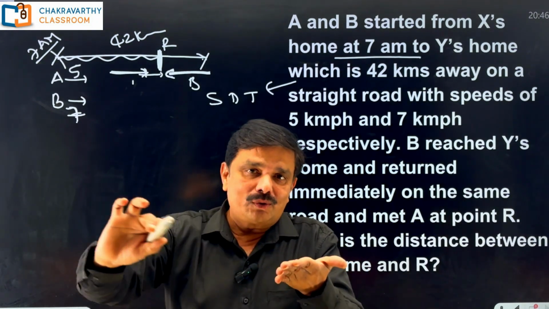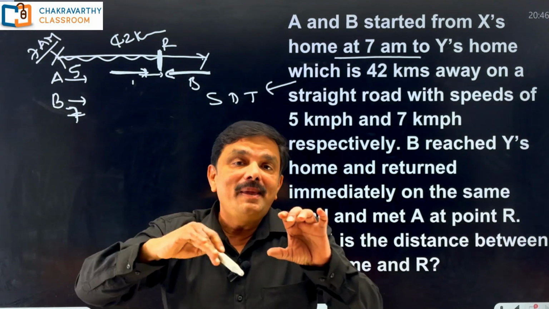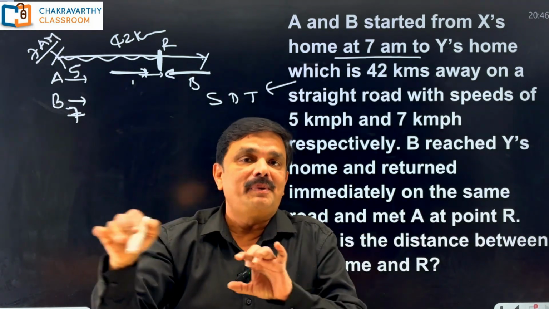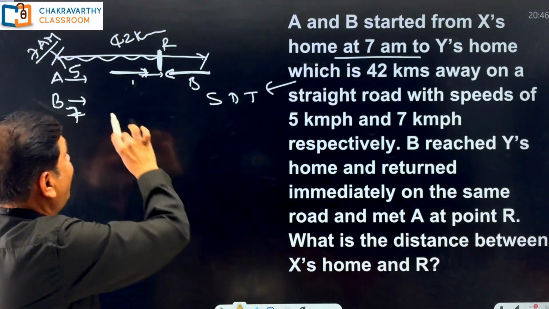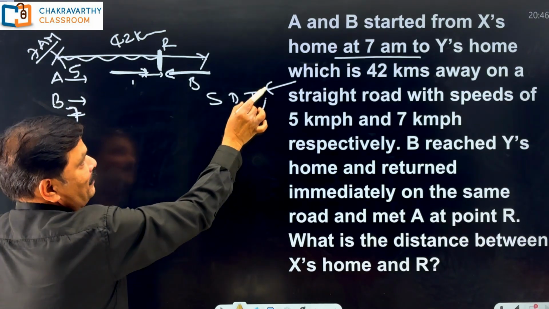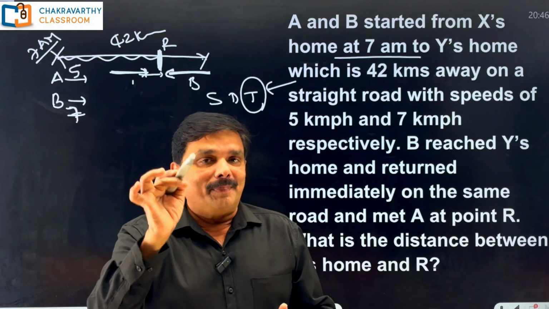If A traveled for 2 hours, B also traveled for 2 hours. But here B covered more distance because B's speed is more than A's. You got the idea? Now, according to this description, the time is constant. Time is the same for both persons.